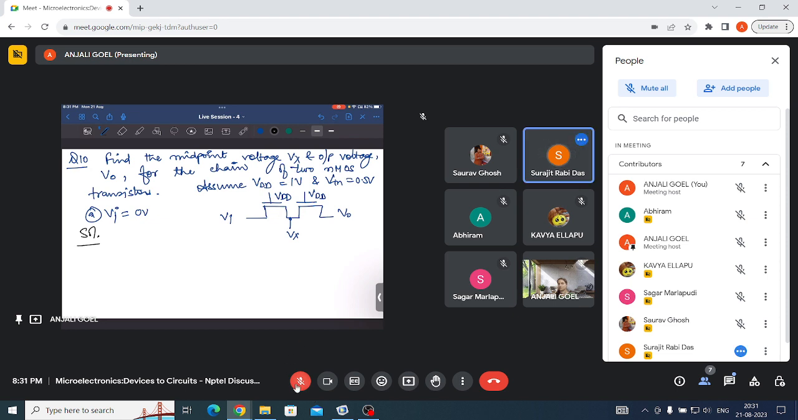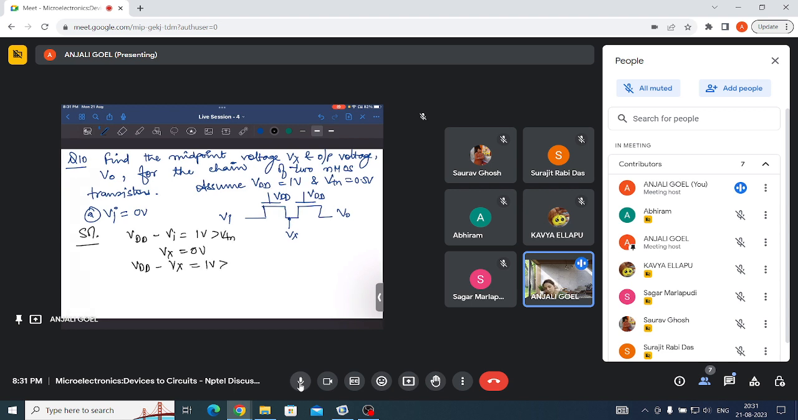And both are 0 volt. Yeah. So VDD minus Vi is equal to 1 volt, which is greater than VTN. So your Vx is equal to 0 volt and your VDD minus Vx is equal to 1 volt, which is also greater than VTN. So basically both are kind of short. So your V out is equal to 0 volt.